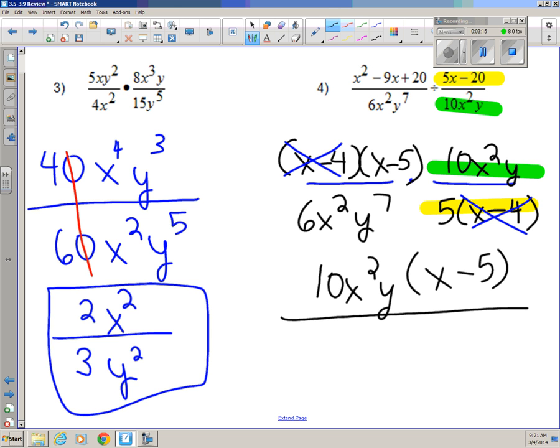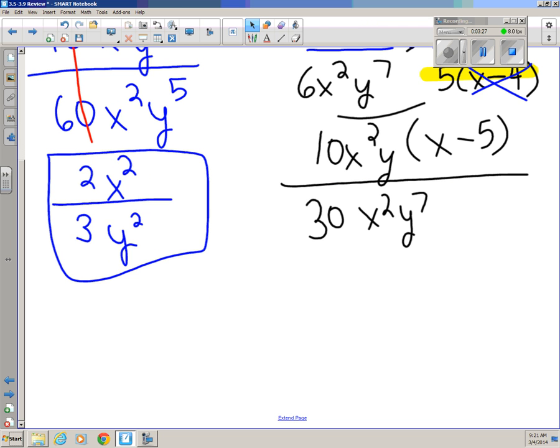What's left on the bottom is 6 times 5, which is 30, right? Just like I multiplied 4 times 15, I've got to multiply 6 times 5. And then x squared y to the 7th. Well, we're not completely simplified because 10 over 30 becomes 1 over 3. X squared over x squared, anything divided by itself, completely goes away. These guys are gone. There's no x's left.